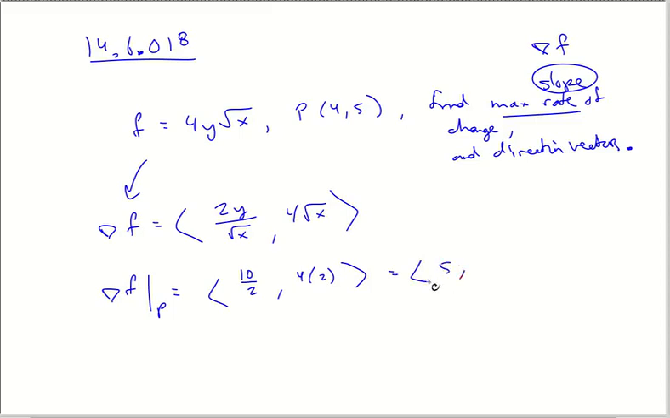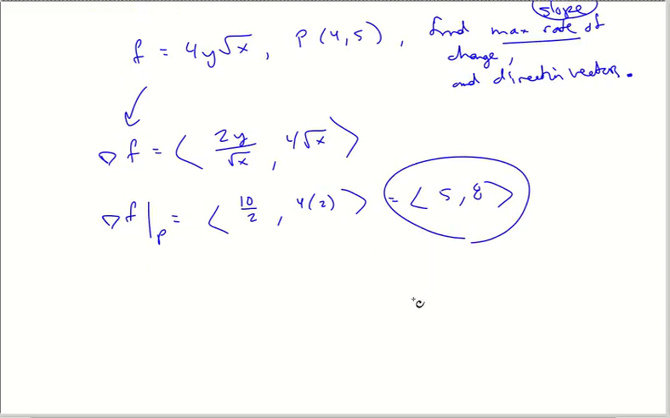So 10 over 2 is a 5. 4 times 2 is 8. So I got this guy right here. This is actually pretty important because they're wanting the max rate of change.